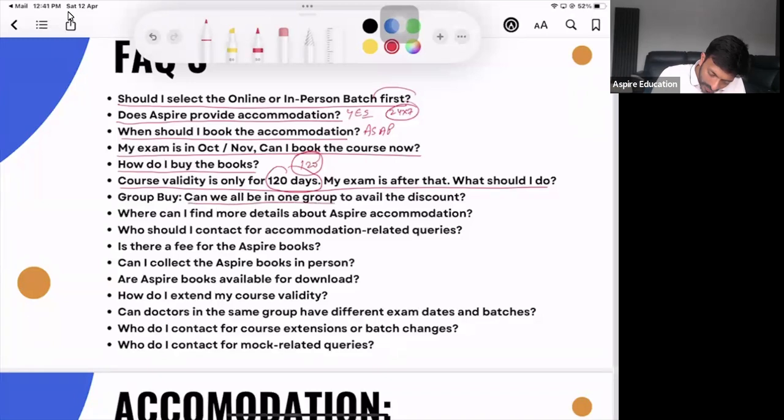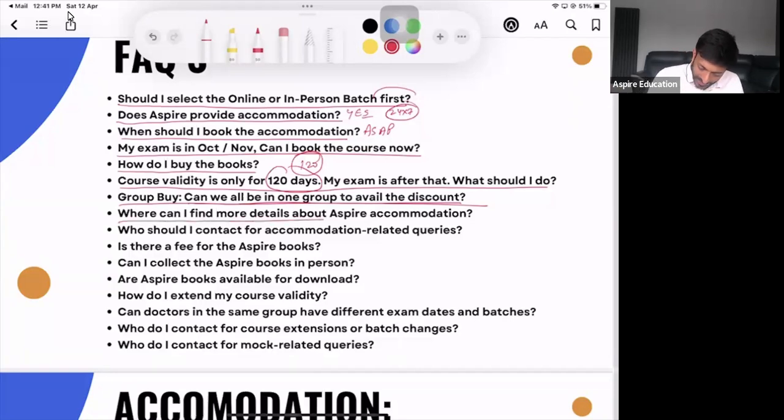Can we all be in one group to avail the discounts? Yes, group buy. You can make one group. We will help you in making the group as well. So please do come into the WhatsApp group. Add your friends as well. All of you can come together, make a group, get the discount and book the course at £529. What else is required, right?